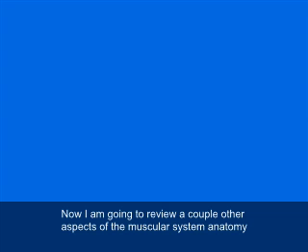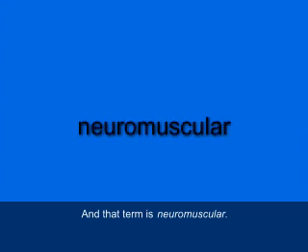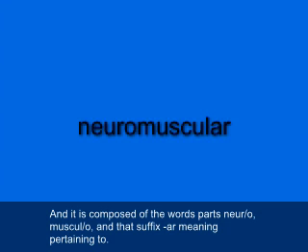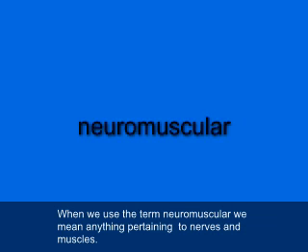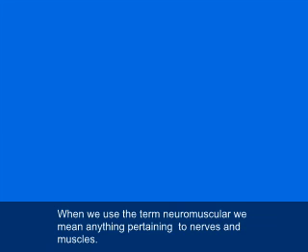Now, I am going to review a couple other aspects of the muscular system anatomy as well as some word parts that are related to them. First of all, we have a general term that means pertaining to nerves and muscles. And that term is neuromuscular, N-E-U-R-O-M-U-S-C-U-L-A-R. And it's composed of the word parts neuro, musculo, and the suffix -ar, meaning pertaining to. When we use the term neuromuscular, we mean anything pertaining to nerves and muscles.